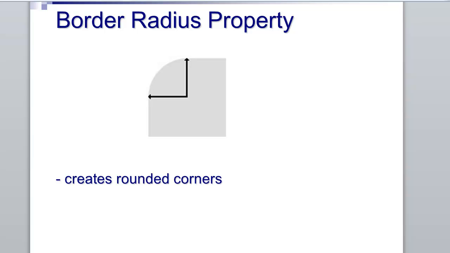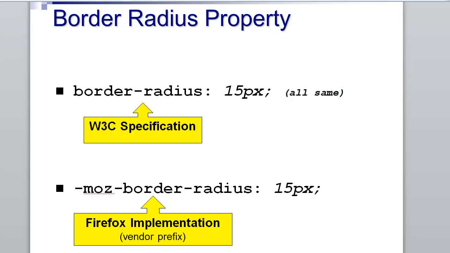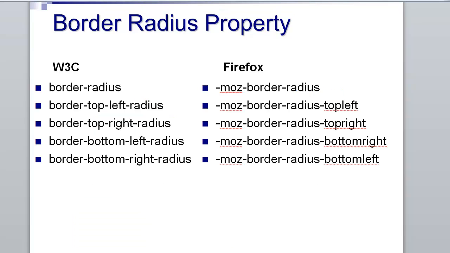The border radius property allows us to create rounded corners, and this property is supported in most of the newer major browsers, although you will see some different syntax. Now, Firefox has a different implementation, and we have the -MOZ in front of it, and this is called a vendor prefix. Okay, so here we have ways of setting the individual 4 sides, and here we have a different syntax according to the W3C specification and the Firefox vendor prefix.